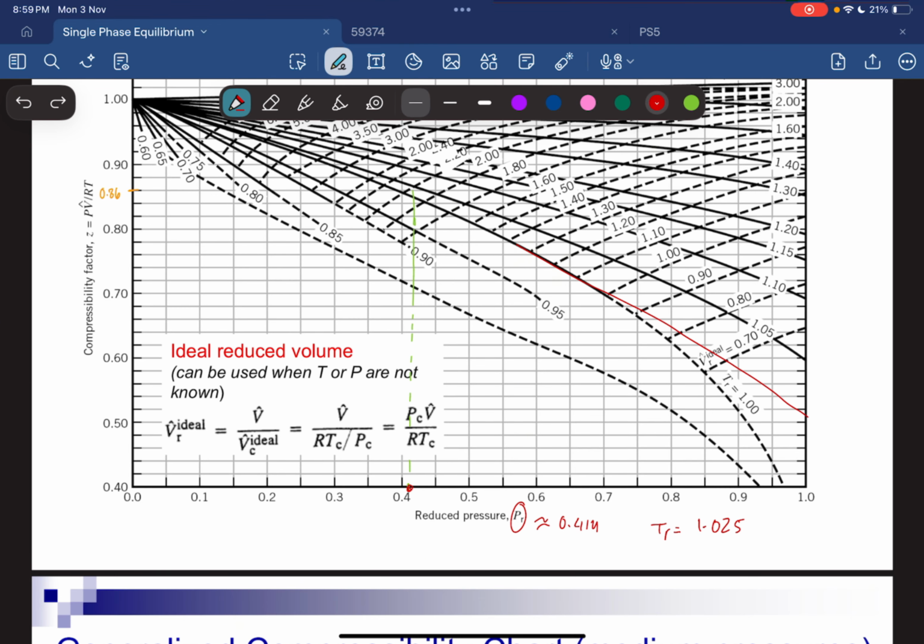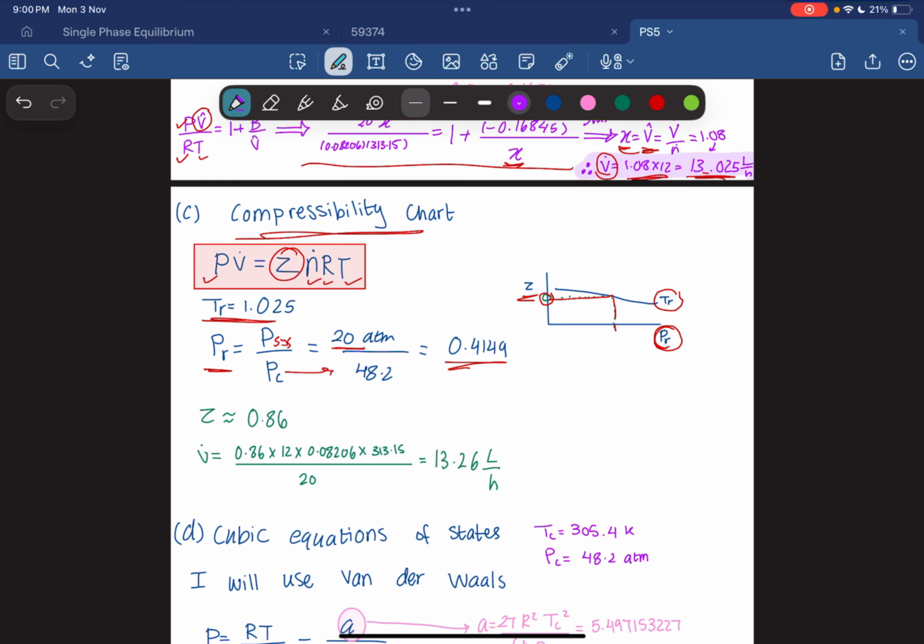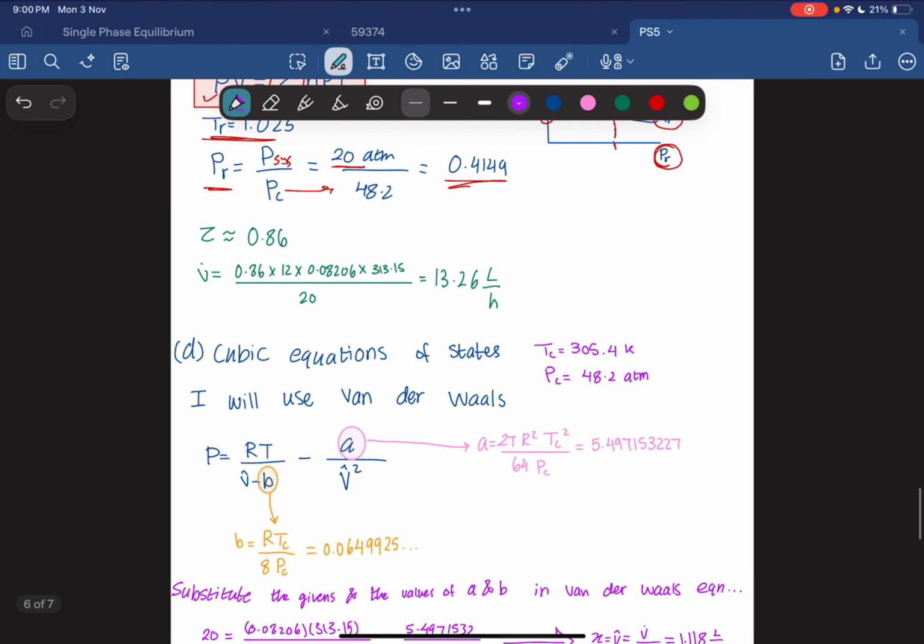So we will go here in between, because I have a T reduced of around 1.025, and we will see that this maps us to a value of the compressibility factor that is almost 0.86. This is an estimation. So here we have that Z is around 0.86.